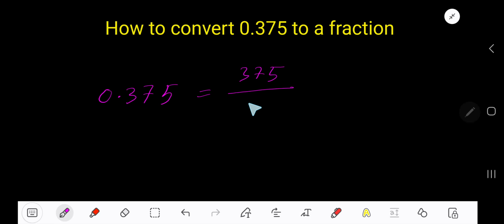And for the denominator, for every digit after the decimal, we have to consider a 10. After the decimal, we have 3 digits. So we have to write 3 tens as a multiplication, of course.